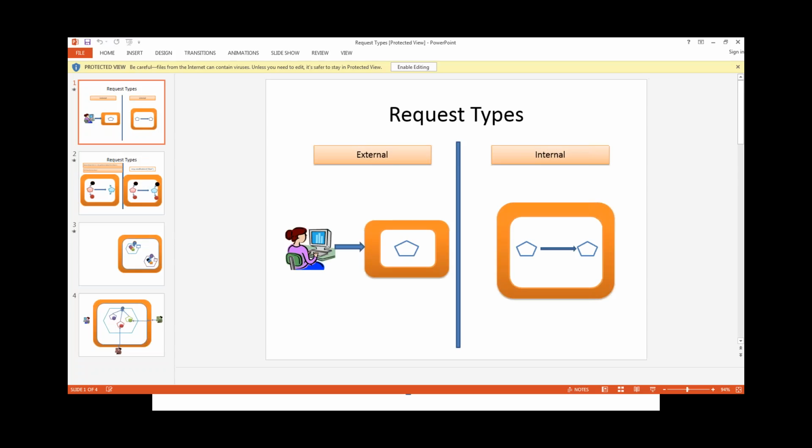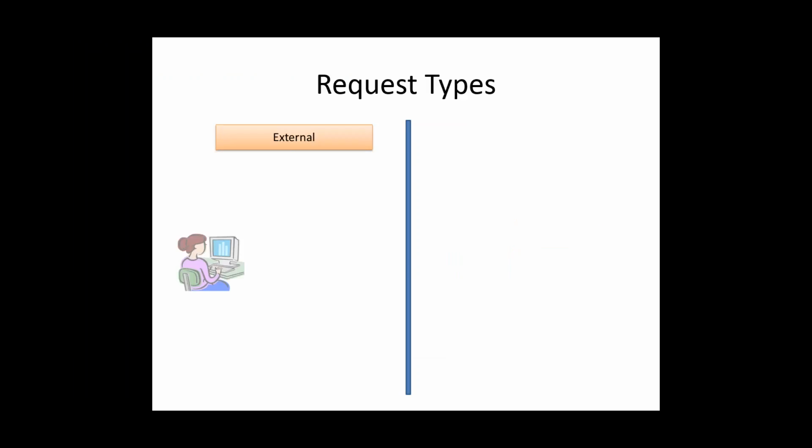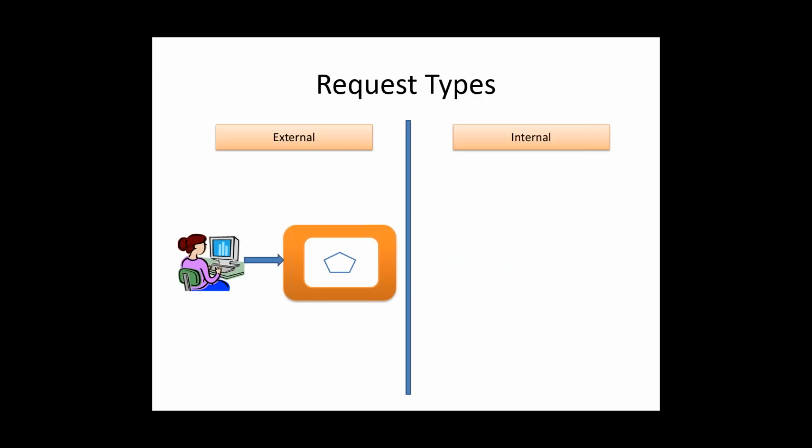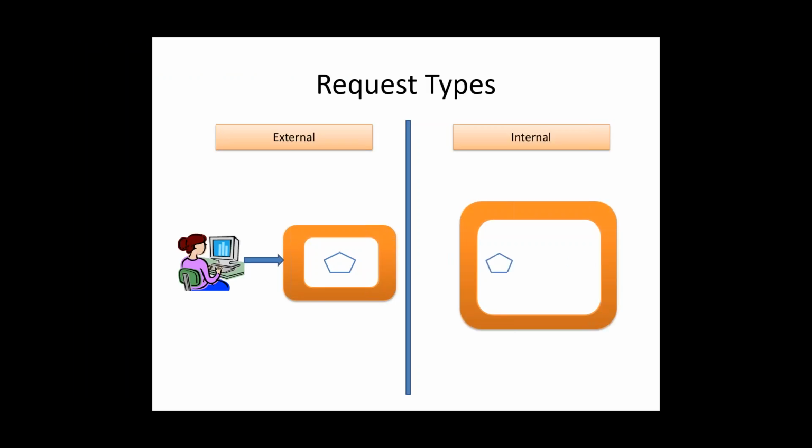So whenever you are sending the request, you've got two types, external and internal. External request is when you're receiving the request from the browser, then it is called an external request. And an internal request is when one web component is invoking another web component within the same web container.